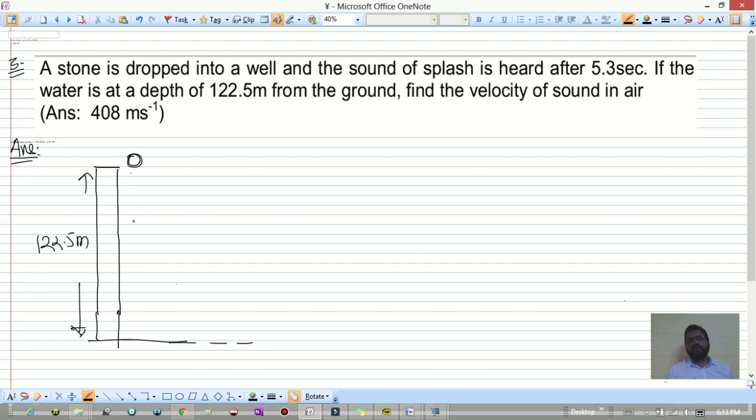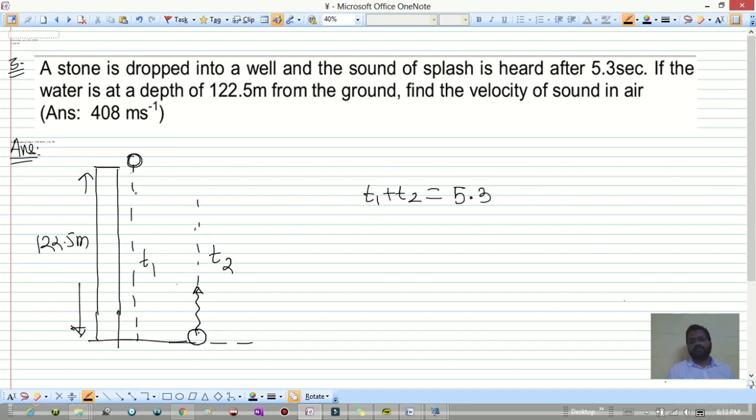One stone is dropped into this water. For this stone to go down, it will take a time t1, and once it is inside the water, the sound of the splash will be heard by the man after some time, right? So this time is t2. So t1 plus t2 is the total time, and that is given as 5.3.